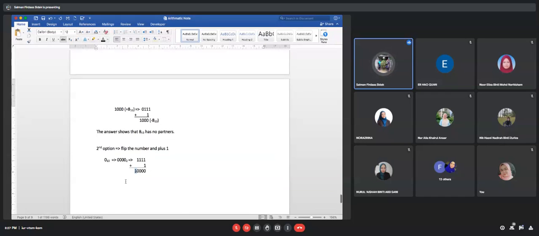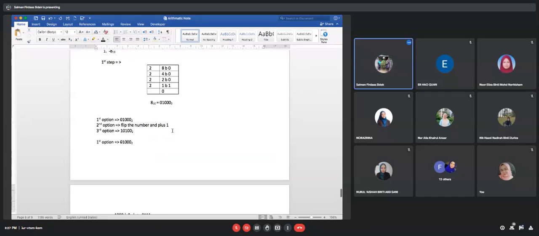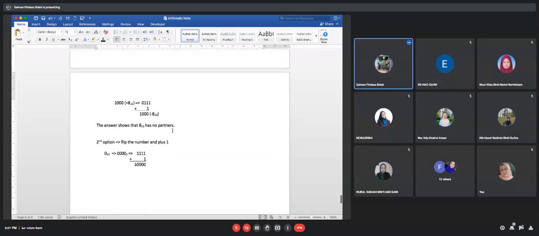What is happening here is that the answer shows that 0 base 10 has no partners. This one is correct.